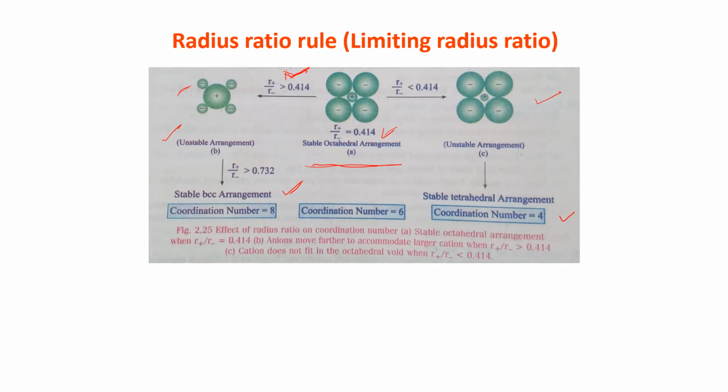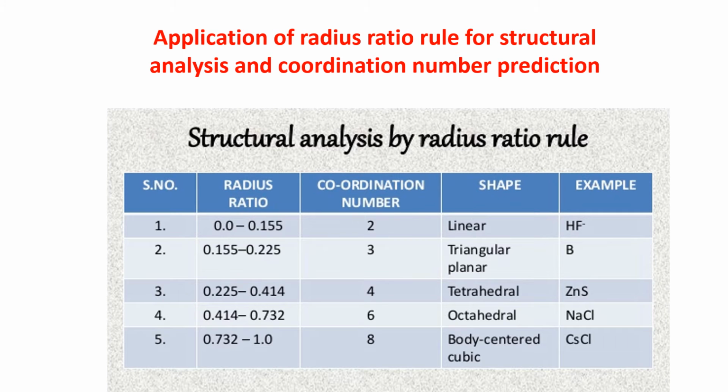So what is written is the effect of radius ratio and coordination number: stable octahedral arrangement when R plus by R minus is 0.414. Anions move farther to accommodate the larger cation when R plus by R minus is greater than 0.414. The cation does not fit in the octahedral void when R plus by R minus is less than 0.414. This is known as the limiting radius ratio.